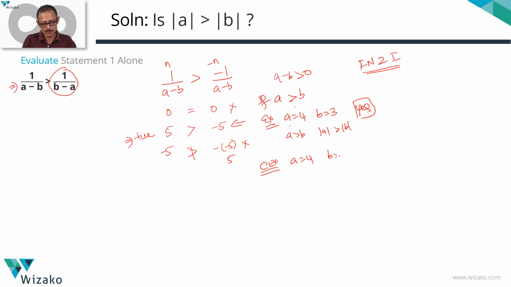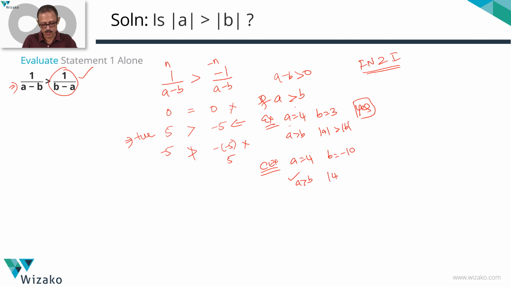Let me go with B equal to minus 10. If A is positive, B is negative, A is certainly greater than B. So this part holds good. The statement 1 has been rewritten this way: if A is greater than B, in this case is modulus of A greater than modulus of B?